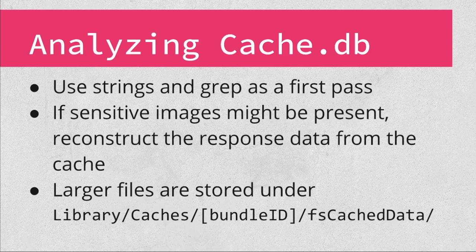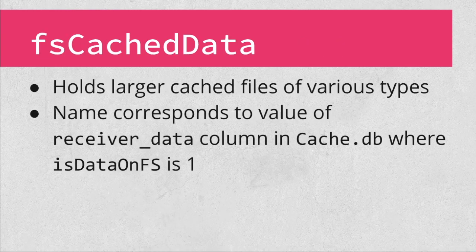However, if the application might cache sensitive images or files, reconstructing the response data is a good idea. For instance, consider a healthcare app that allows users to view scans of their test results. The database file itself only stores responses up to a certain size, but larger files are conveniently stored in the FS cache data subdirectory. You'll know to look for a downloaded file for a particular request due to a field in the cache called isDataOnFS. This will be set to 1 when the data is stored on disk.